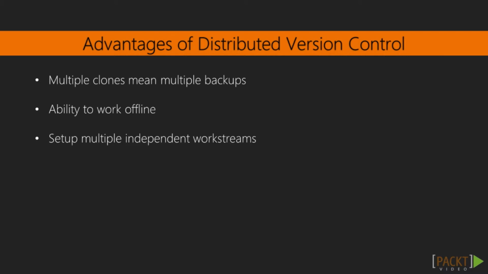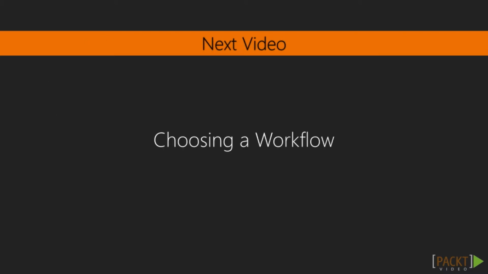And as we'll see later, distributed control means we can set up multiple independent work streams so different team members can work on different features or areas of the application without having to worry as much about what the rest of the team is checking in. This concludes our introductory explanation of Git version control. In our next video, we'll look at some of the different workflows that are possible with Git and consider how to pick the right one for your project.